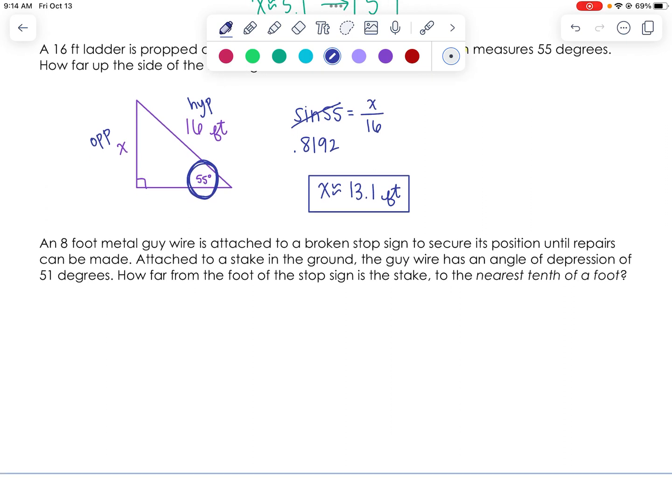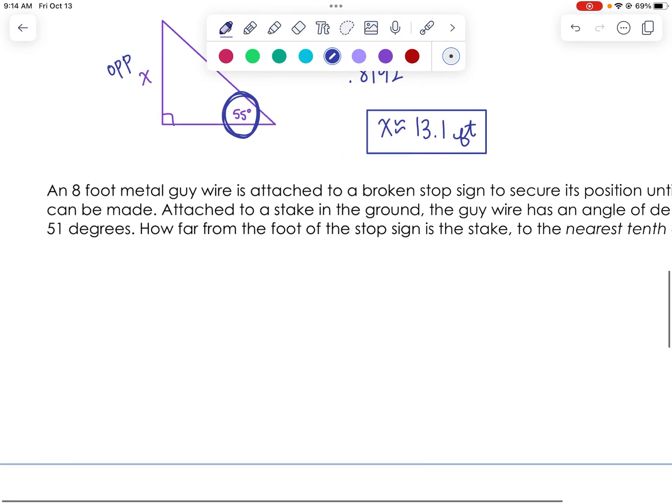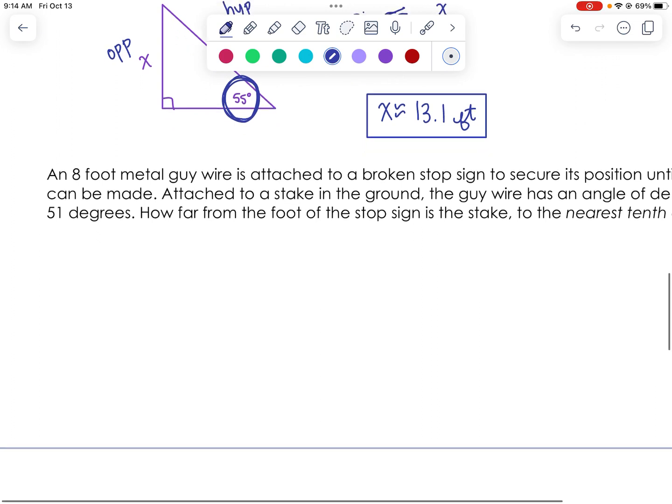Okay, this next problem talks about an 8-foot metal guy wire. A guy wire is just like a metal wire that they use to secure things, okay? So an 8-foot metal guy wire is attached to a broken stop sign to secure its position until repairs can be made. Attached to a stake in the ground, the guy wire has an angle of depression of 51 degrees. How far from the foot of the stop sign is the stake to the nearest tenth of a foot?